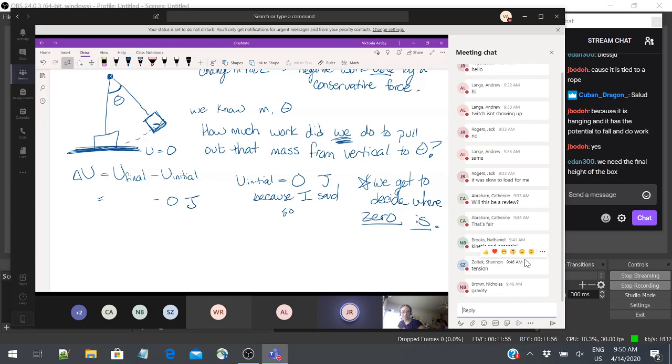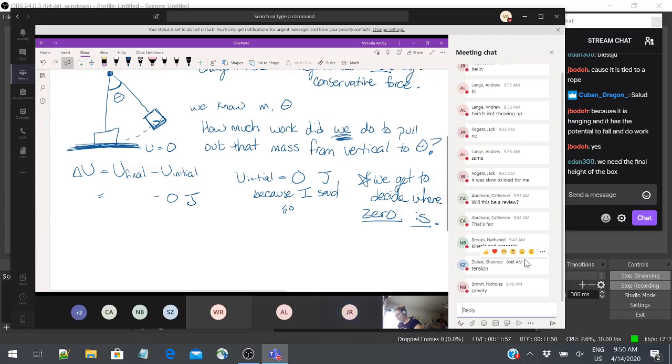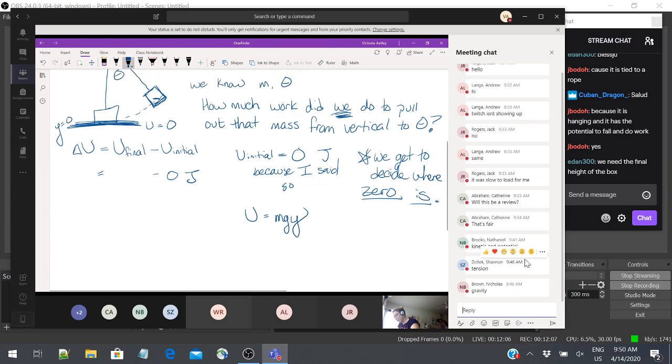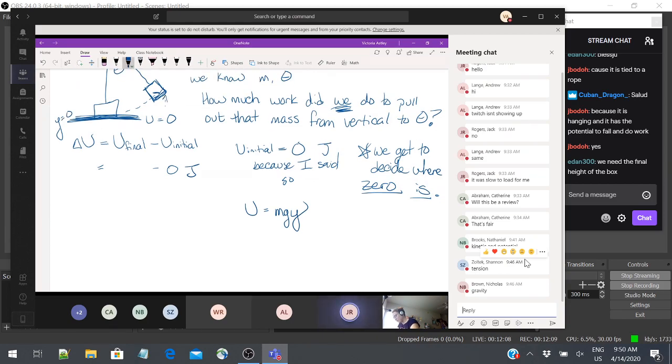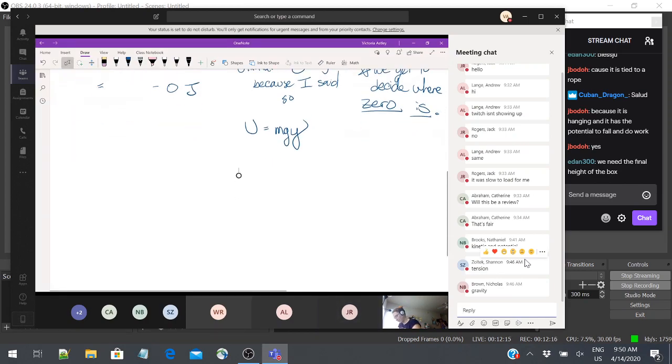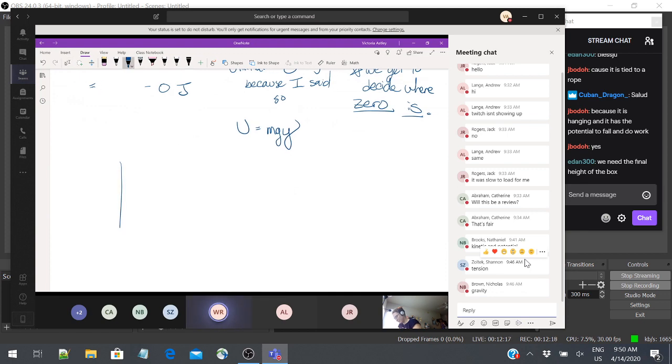We need the final height of the box, yes. Right, so remember we can say our potential energy is mgy. So we can say this is y equals 0. We need to know this y. Okay, so I'm going to help y'all out here with some geometry. So if this is y equals 0, we want to know this y.